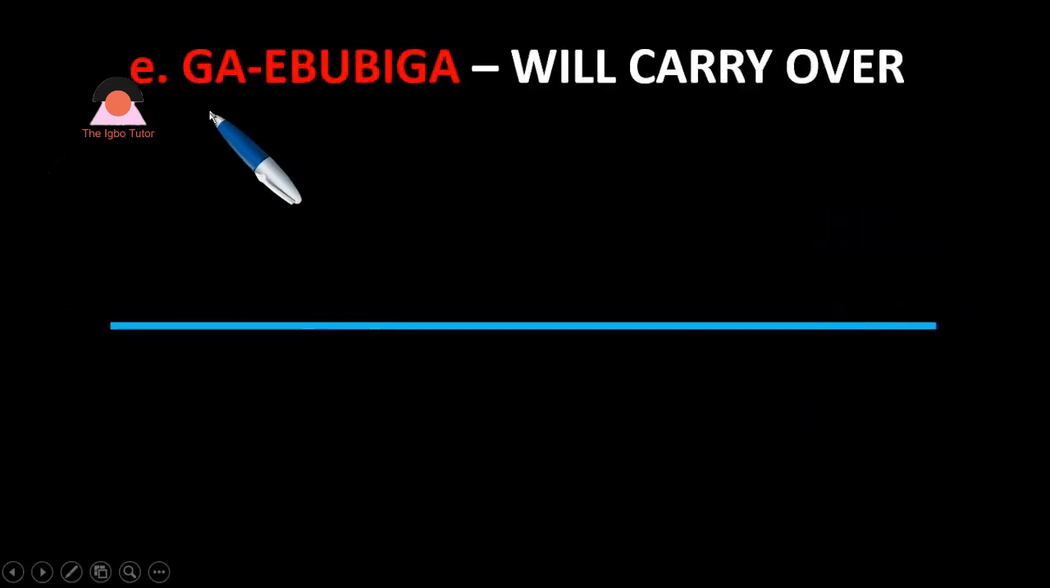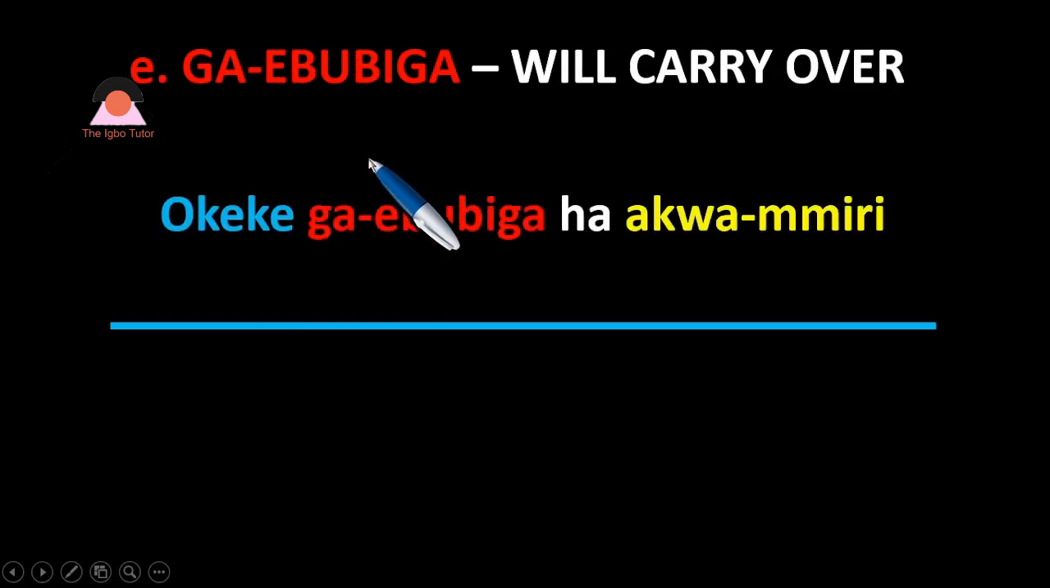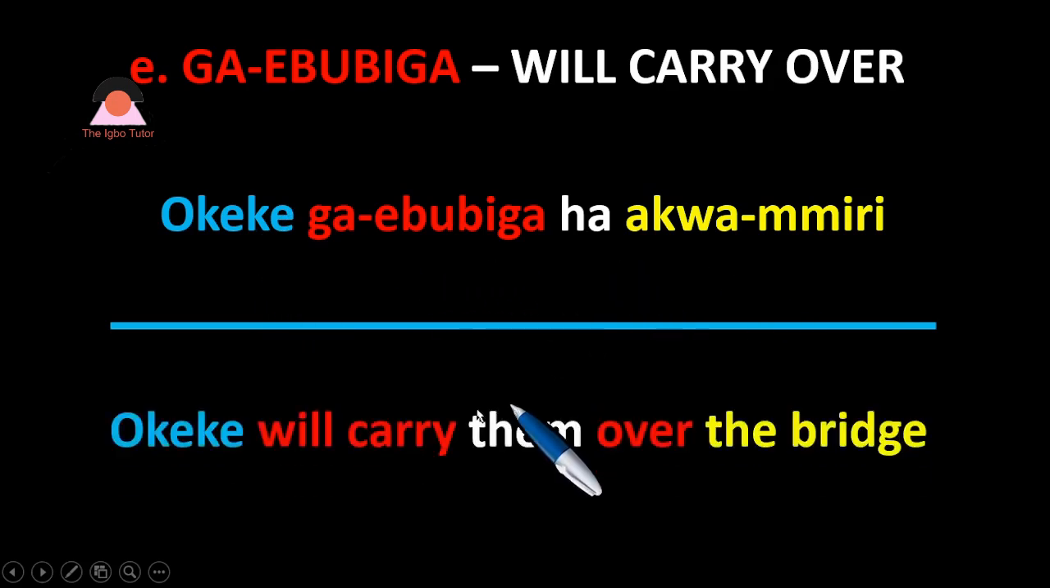We move on to ga-ebubiga, which means will carry over. Let's look at a sentence. Okeke is somebody's name actually. Okeke ga-ebubiga ha akwa mmiri. This means Okeke will carry them over the bridge. The bridge means akwa mmiri, as you can see from the color.